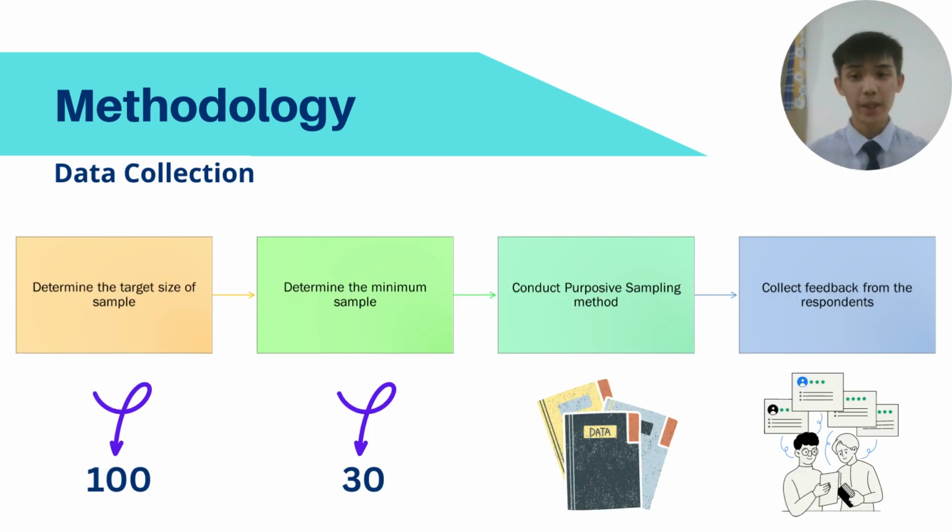The second phase will be the data collection. Firstly, we will determine the target size of the sample, which I set for my case is 100 respondents, and we will determine the minimum sample, which I set as 30 respondents. Then we will conduct the purposive sampling method, where we only target responses from our target population, which is the client and also construction company. And then we will collect the feedback from the respondents.